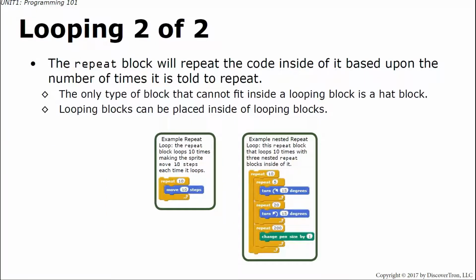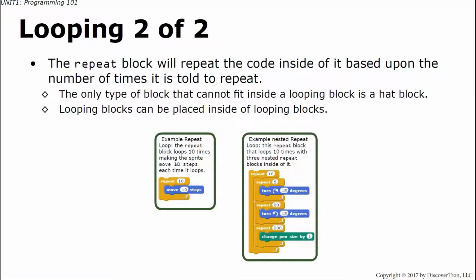Here is a little bit more information about looping. We have the repeat block. It'll keep repeating the code inside of it based upon the number of times it is told to repeat. And I'm looking at this block of code right here. So what we're telling the computer is we're going to repeat this loop 10 times, and inside of it we have a block called move 10 steps, and we're going to perform this 10 times. So if we repeat this 10 times and move 10 steps each time we go through the loop, that means the sprite would move a total of 100 steps.